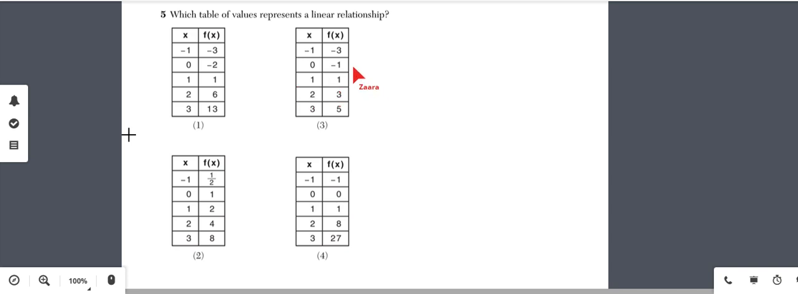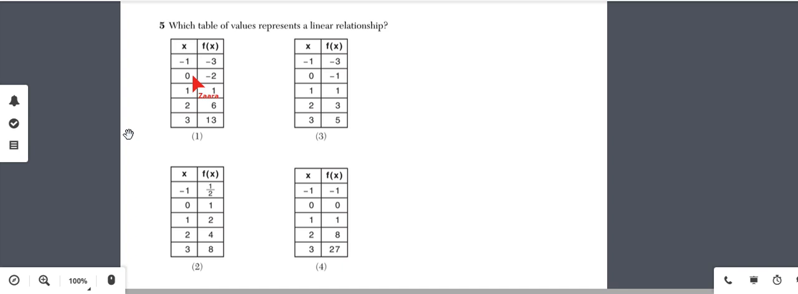Okay. Which of the tables is representing the linear relationship? How to check that? We can find the constant rate of change in the variables in f of x. So if you look here, 1 minus negative 2, this is 3. This one is 6 minus 1, 5. So you can see the rate is different, so it is not linear.